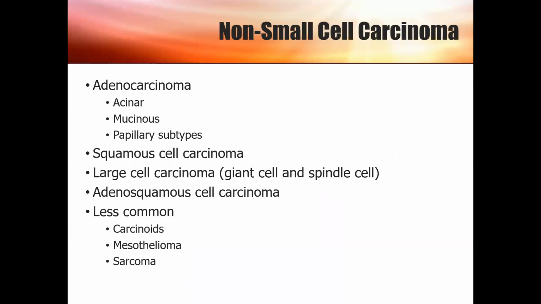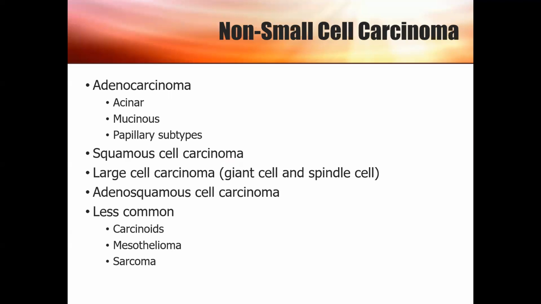The most common non-small cell lung cancer carcinoma includes adenocarcinoma, of which there are many different types, and I've just listed a few here on the slide. Then there's squamous cell carcinoma, large cell carcinoma, which includes giant cell and spindle cell carcinomas. There's adenosquamous cell carcinoma, and then less common non-small cell histologies include carcinoids, mesothelioma, and sarcomas.